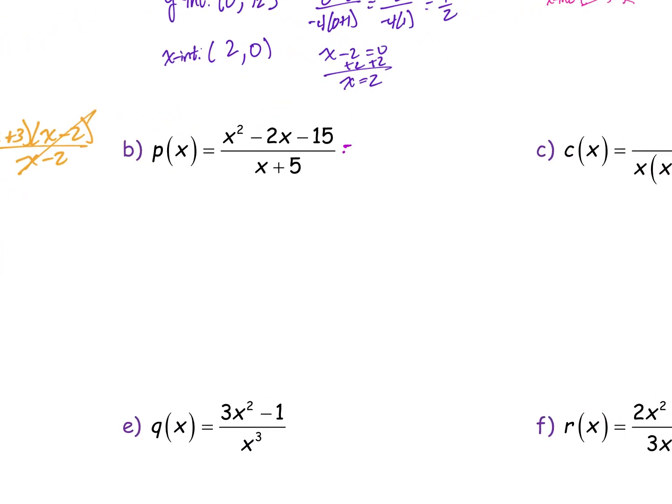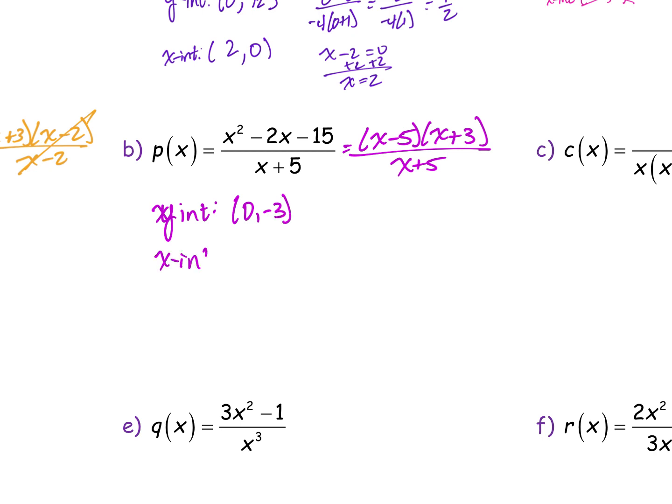Okay, and then this factors to x minus 5 and x plus 3 all over x plus 5. So it doesn't get any simpler than that, unfortunately. But my y-intercept is still going to be 0, -3. And my x-intercepts should be 5, 0, and -3, 0. Awesome. We're doing okay so far?